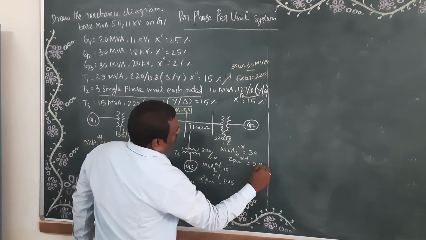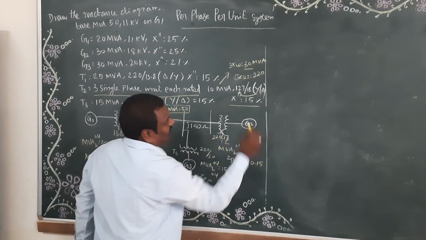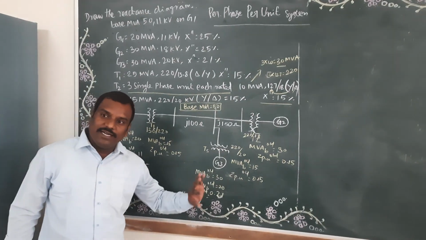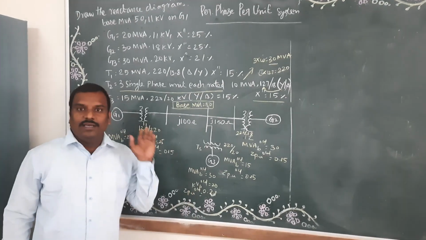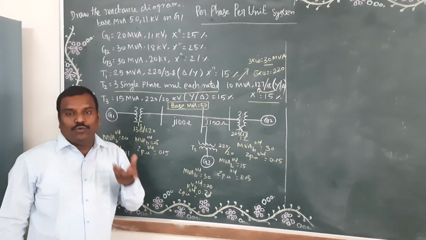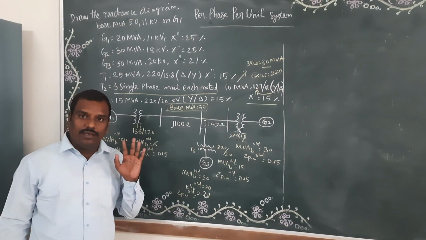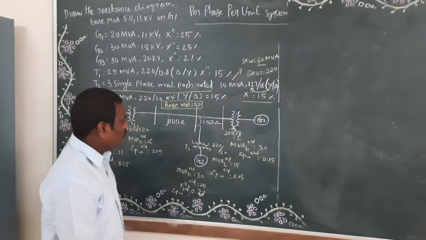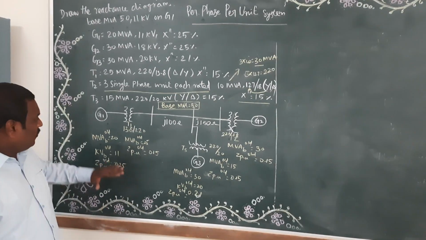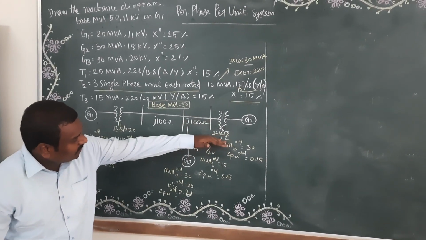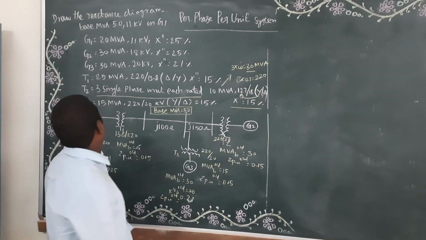It is 0.15. You may ask, sir, x double dash equal to 0.15 is specified. Shall we convert it into 3 phase? No. For reactance, it is per phase reactance only. You need not to convert. Only for MVA and kV you have to convert. Okay? So clear. Now we have written all the volt values for generator 1, transformer 1, transformer 3, generator transformer 2 and generator 2 we have written.